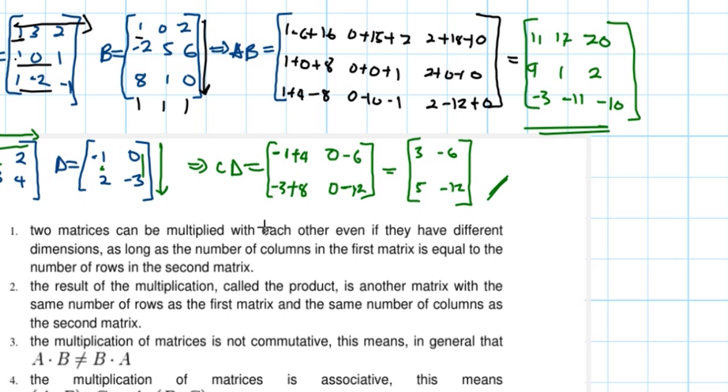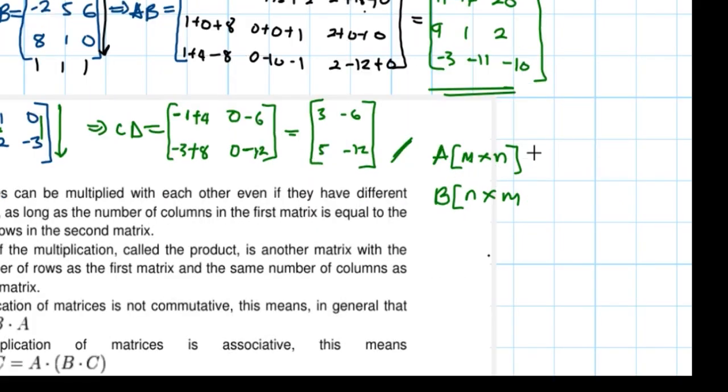So the first thing I would like you to note about multiplication of two matrices is that two matrices can be multiplied together even if they are not of the same dimension, but the columns of matrix 1 must be equal to the rows of matrix 2. For instance, if matrix A has dimension m by n, that means matrix B must have dimension n by m, right? The rows of this must be the same dimension as the columns.